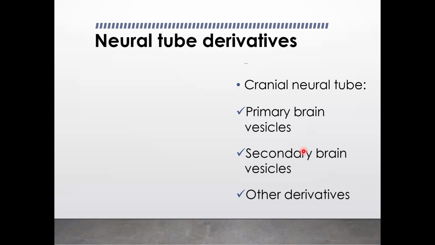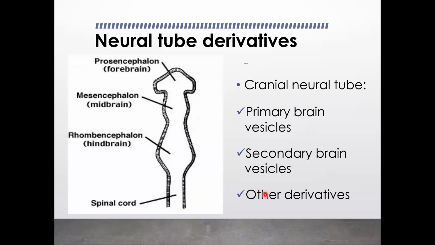And then you need to appreciate the secondary neurotube, which will give rise to the spinal cord. The three primary brain vesicles that will come from the cranial neurotube will be the prosencephalon, that is the forebrain, the mesencephalon, that is the midbrain, and then the rhombencephalon, that is the hindbrain.